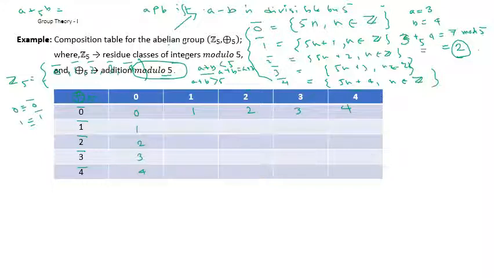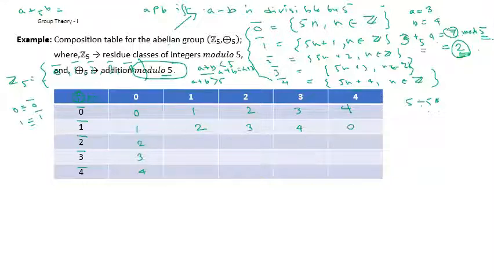Now 1 plus 1 is 2. 1 plus 2 is 3, 1 plus 3 is 4, and what is 1 plus 4? It is 5. But 5 modulo 5 should give us 0, because when we divide 5 by 5 the remainder is 0, the quotient is 1 and the remainder is 0, so the residue is 0. The modulo operation is: we add, divide by 5, and take the remainder. So in this case it is 0.